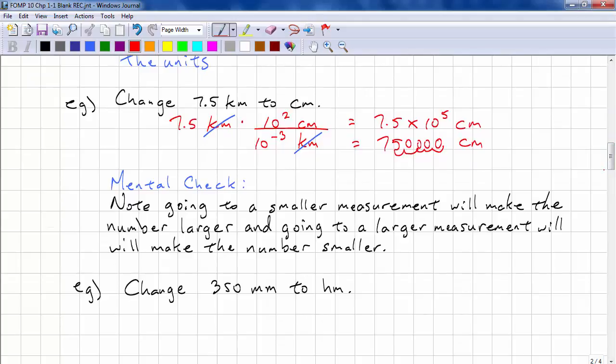So always do a mental check, and that will help avoid errors. When we go to a smaller unit of measurement, this will make the number larger. And going to a larger measurement unit will make the number smaller. So we're going from a large to a small, so the number's getting bigger. We started with 7.5, and we ended up with 750,000.